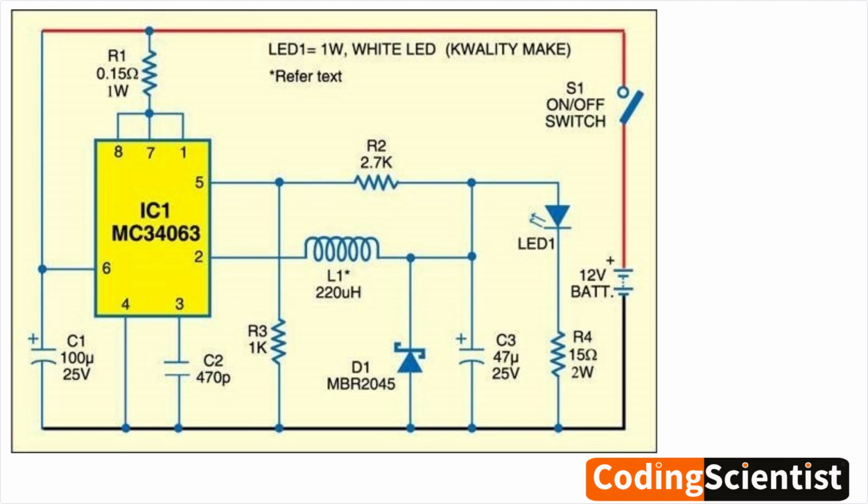Charging phase. When the transistor is on, current flows from the battery through the inductor, charging it up. Discharging phase. When the transistor turns off, the inductor's stored energy is released, raising the voltage across the diode and powering the LED.